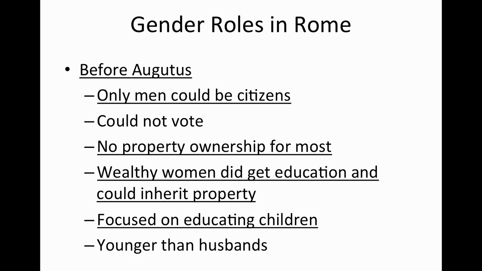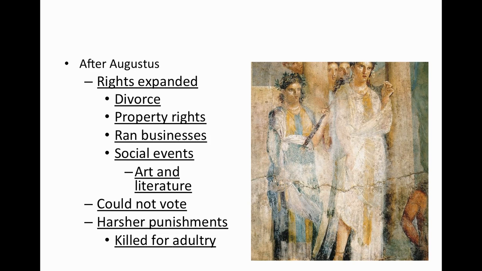Roman women, before Augustus, had limited rights. Again, their roles were to educate children. Often they were much younger than their husbands. The only women getting an education were wealthy women. After Augustus, though, you're going to see an increase in rights, especially for women who were maybe plebeian. You could divorce. You could begin to own property or even run a business, organize social events. But at the end of the day, women still were not participating in those assemblies in any way or form. And they would also receive harsher punishments, especially when it came to adultery.